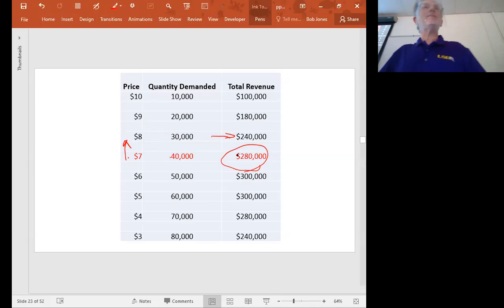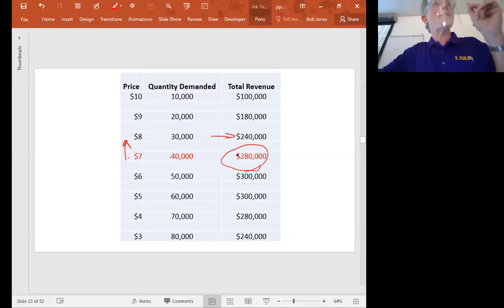You're going to have to tell him something that is going to be very counterintuitive to him. That's, no, you don't need to raise your price. You need to lower your price. And you think, well, that's crazy. I'm going to fire you. But if you understand what's going on here, it makes perfect sense.